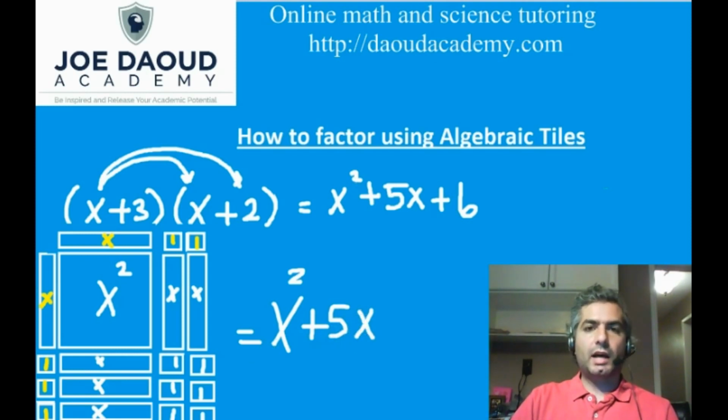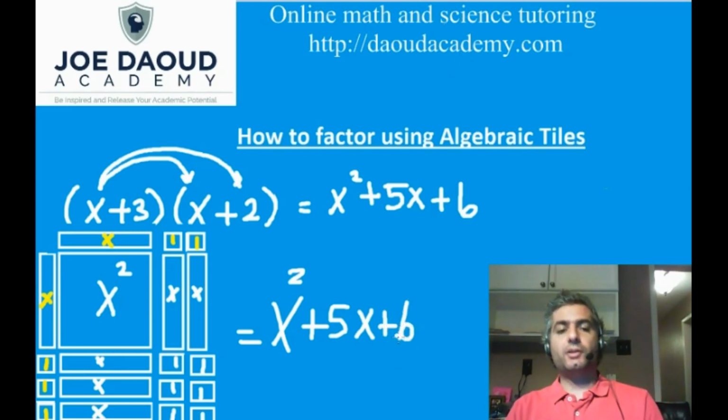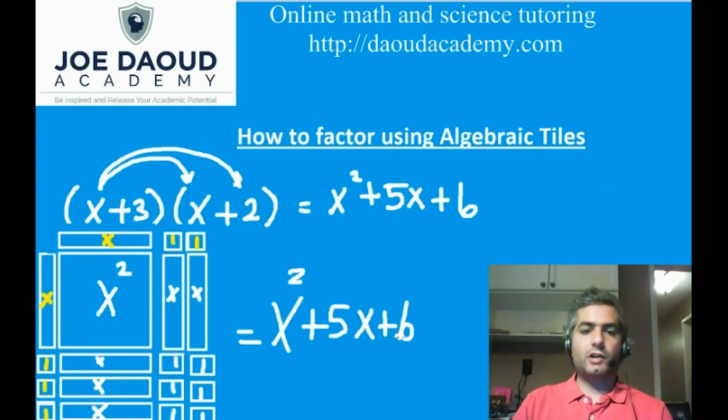And then we're going to have the ones. So we have 1, 2, 3, 4, 5, 6. So you have 6 of those, and that would give you 6 only. There's no variable attached to it, 6 units. So that would be plus 6. And there we have it. We've just factored pretty much using algebraic tiles.